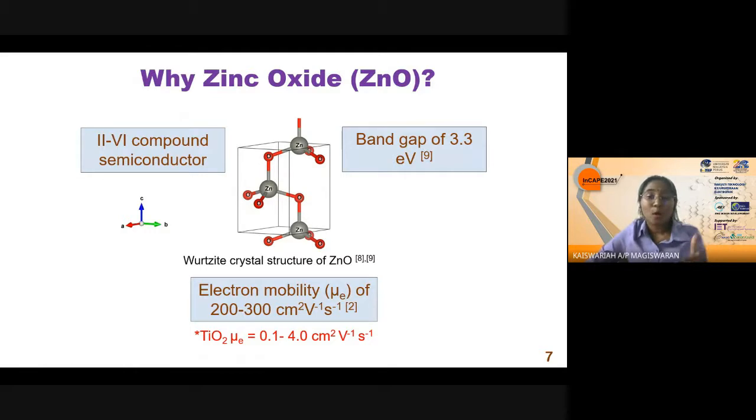In order to eliminate or reduce the charge recombination process, the metal oxide should be able to have high electron mobility, which makes zinc oxide the better material because of its extended electron mobility between 200 to 300 centimeters square per volt per second. This is higher compared to titanium dioxide, which is the most used metal oxide as a photoanode in DSSC. Hence, a DSSC with zinc oxide will be able to reduce the charge recombination reactions.